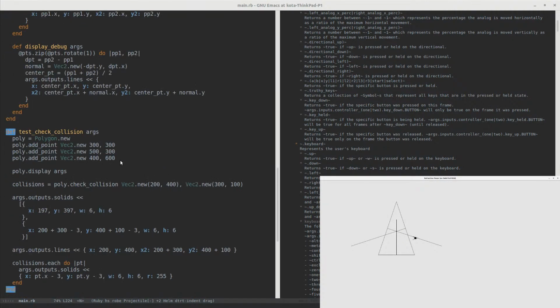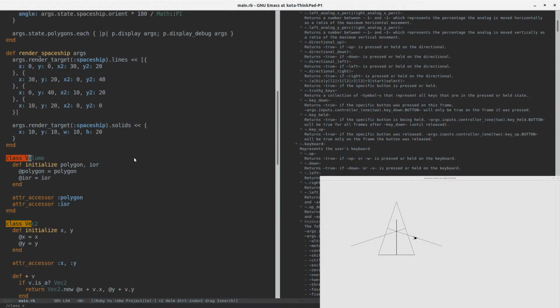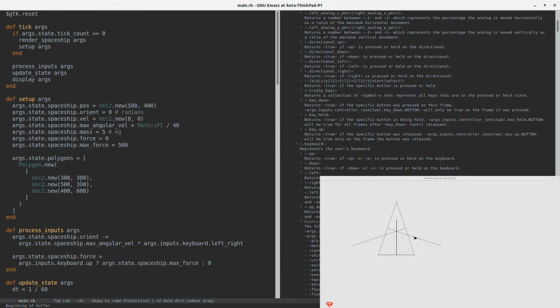They're kind of large, so I will add a magnitude to our vector. Def mag, return Math.sqrt on @x times @x plus @y times @y. And that gives us our magnitude. And then we will just divide.